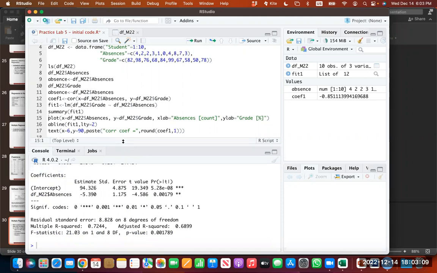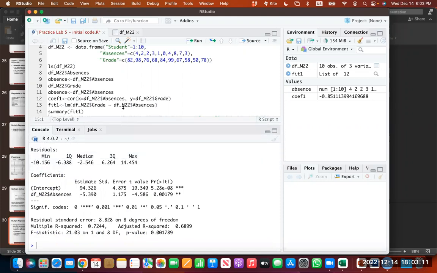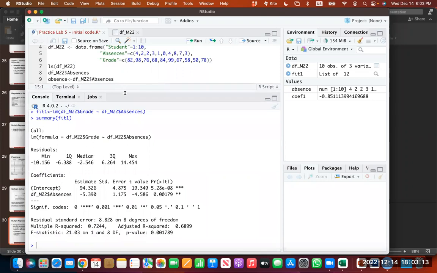Did you control like that? Control Enter on summary of fit 1. That gives you this. And this is a little bit more complex, but let's walk through it slowly.